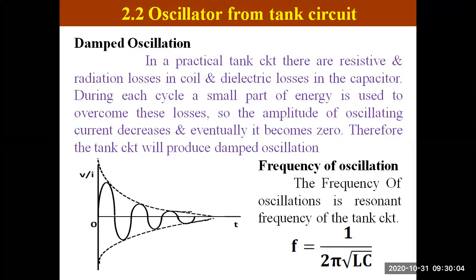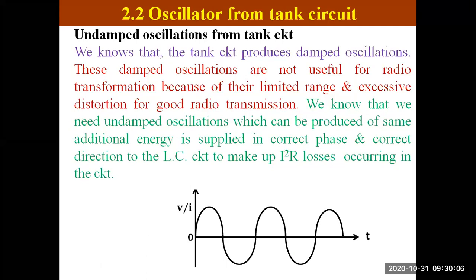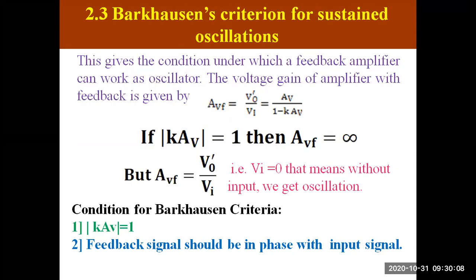Damped oscillation. After that, undamped oscillation. After that, Barkhausen criteria. Barkhausen criteria is asked mathematically in objective questions. The Barkhausen criteria for sustained oscillation is k into Av equal to 1, that is, k into Av equal to plus 1, or greater than or equal to 1. That means k into Av is equal to 1. This is the Barkhausen criteria.